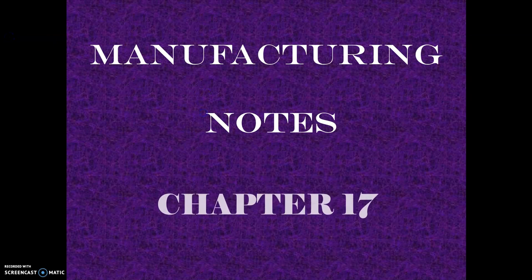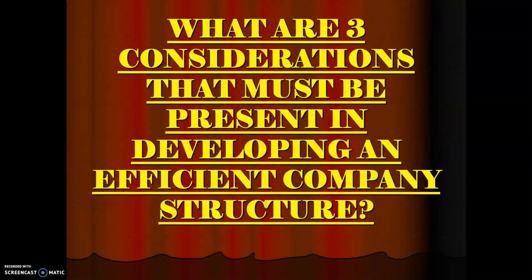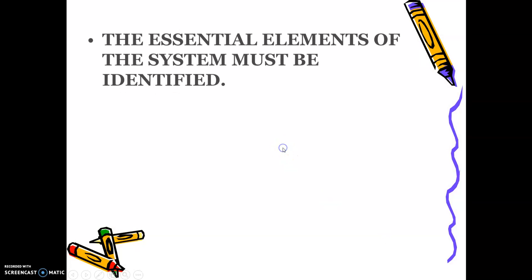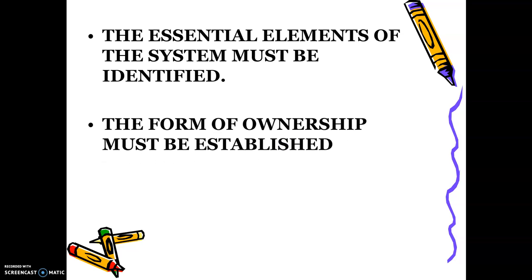All right, Chapter 17, Manufacturing Notes. What are three considerations that must be present in developing an efficient company structure? Well, the first thing is the essential elements of the system must be identified. What are going to be your parts to it?